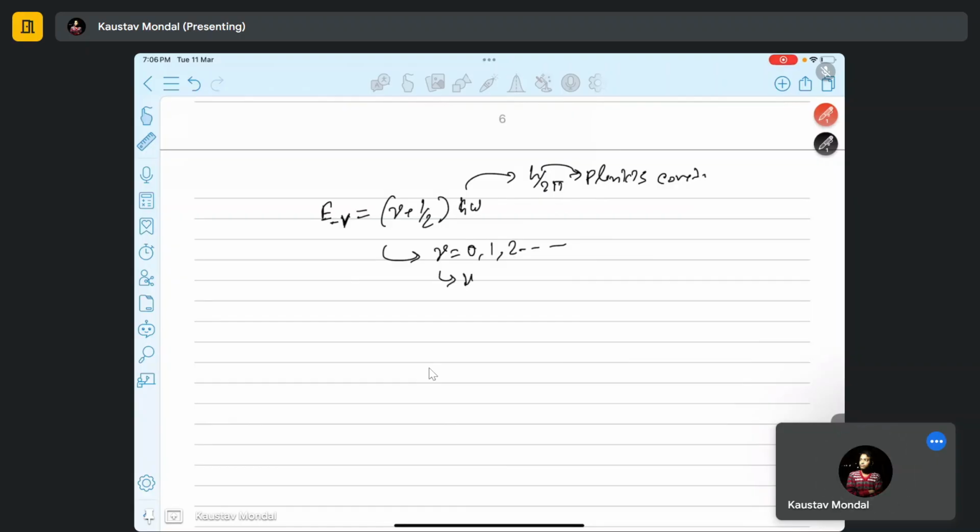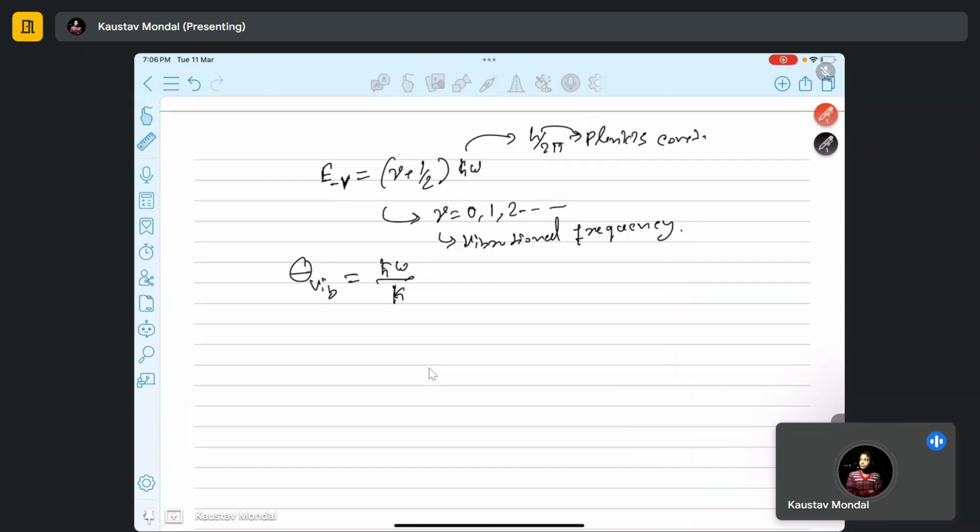These are the vibrational frequency. Now, one more important thing to note here: the definition of the vibrational temperature. Theta vibrational is nothing but h cut omega by k, where k is the Boltzmann constant. This is basically the value of the vibrational temperature, theta v.